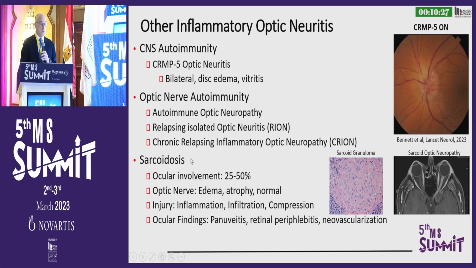sarcoidosis, where optic nerve involvement and ocular involvement are prominent in about 50% of cases, and your tip-off can be inflammation, infiltration, and compressive findings, both by seeing panuveitis, retinal periphlebitis, and neovascularization with these cases. And here's a case of a longitudinally enhancing optic nerve lesion with sarcoid optic neuropathy with the typical histopathology showing non-necrosing sarcoid granuloma.